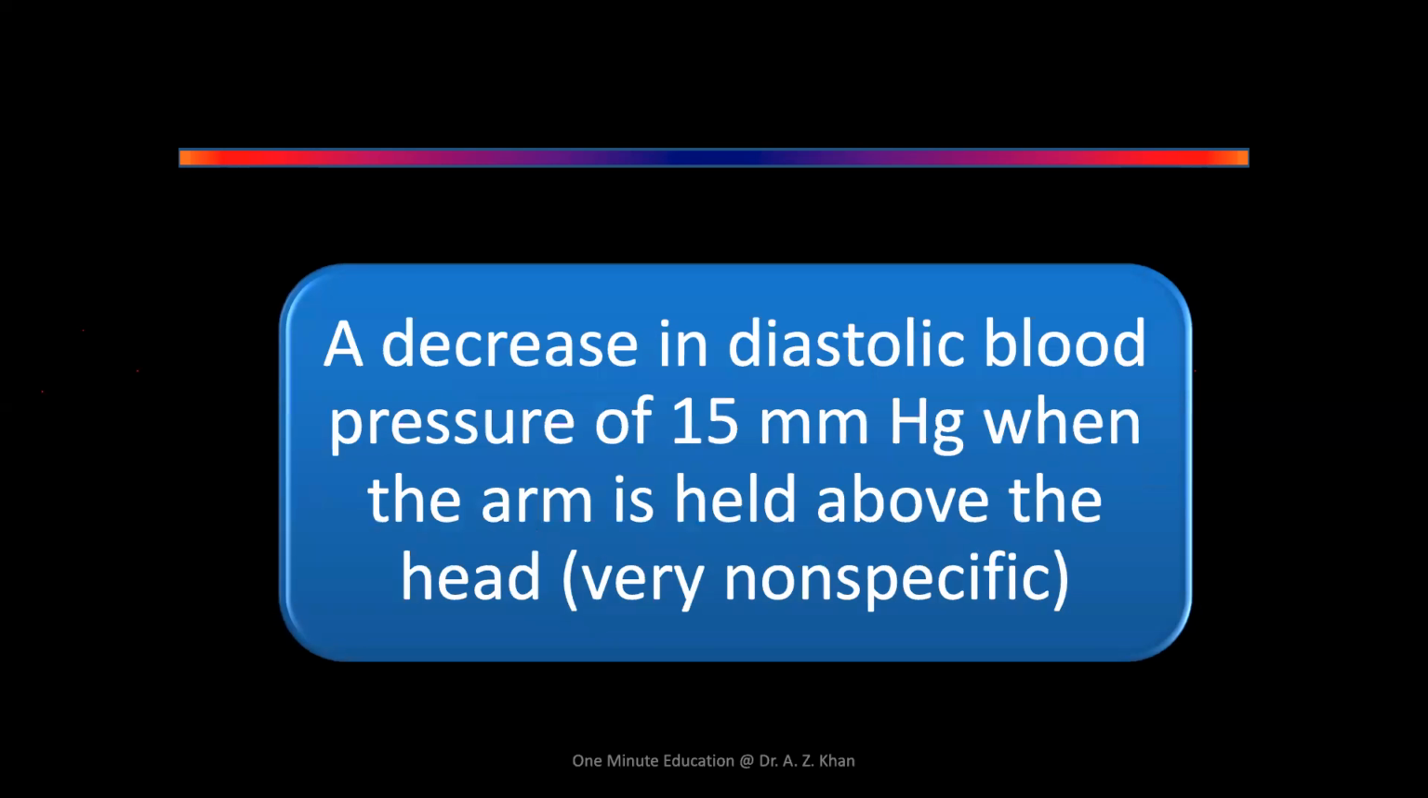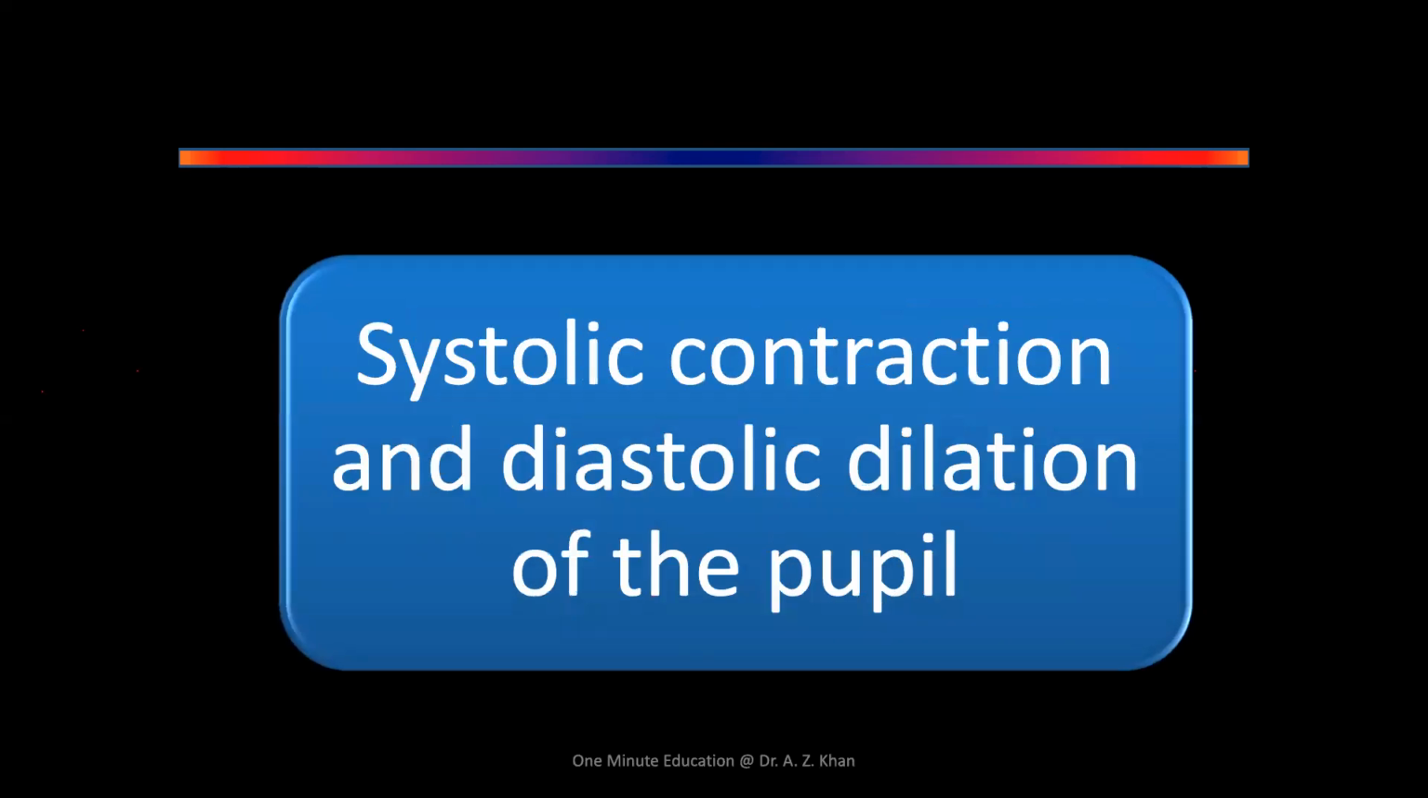A decrease in diastolic blood pressure of 15 millimeters of mercury when the arm is held above the head. What is the name of the sign? Aortic regurgitation. You're supposed to have read this for exam, man. Come on. Main sign, okay? And the last one. Systolic contraction and diastolic dilatation of the pupil.